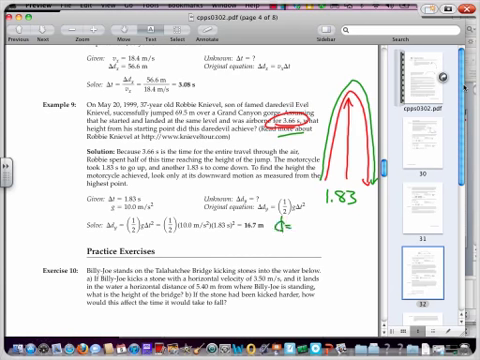So the distance is 1/2 a t squared, 1/2 g t squared, 1/2 times 10 times 1.83 squared equals 16.7 meters.